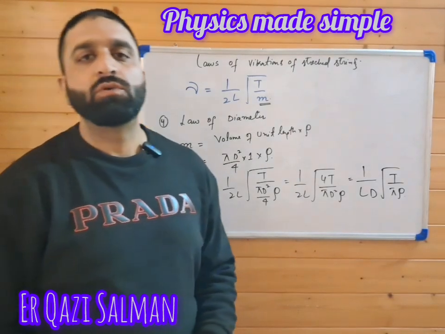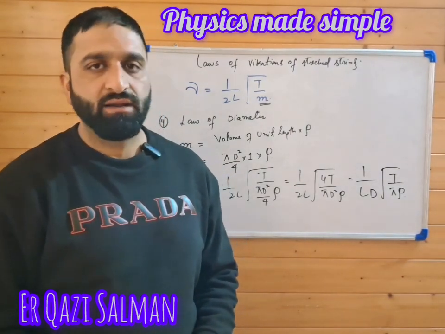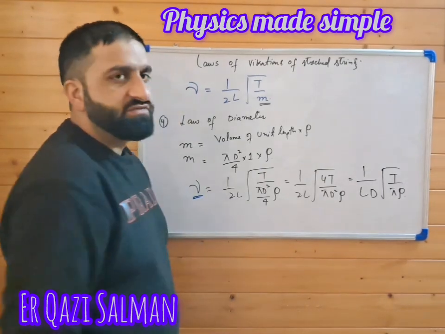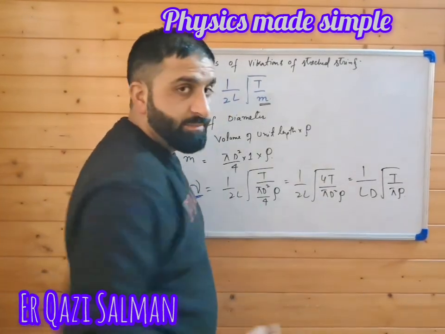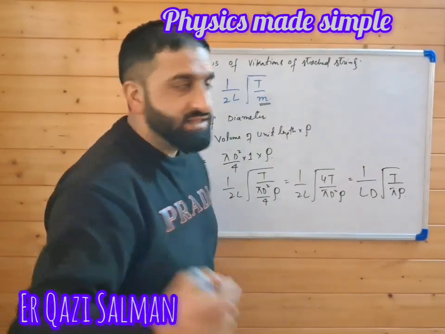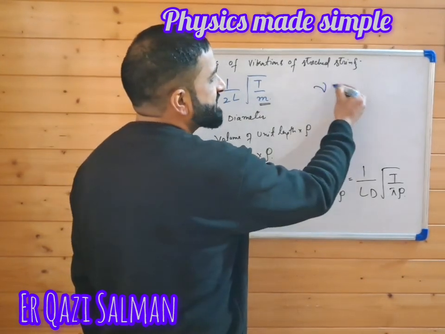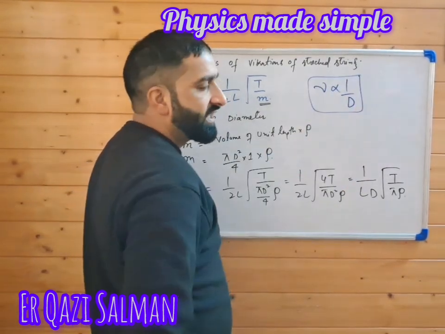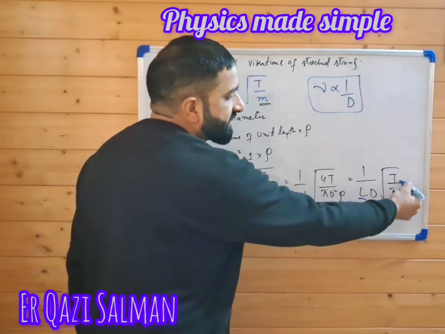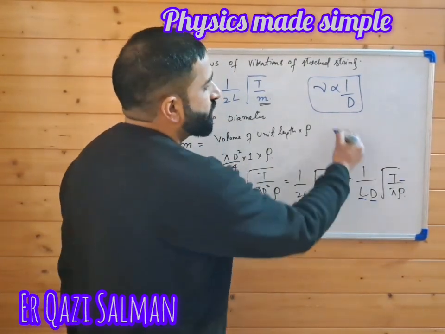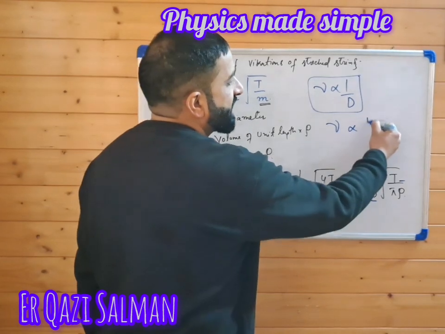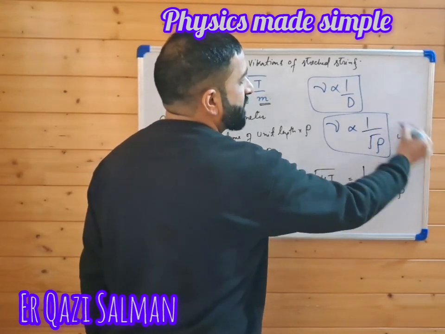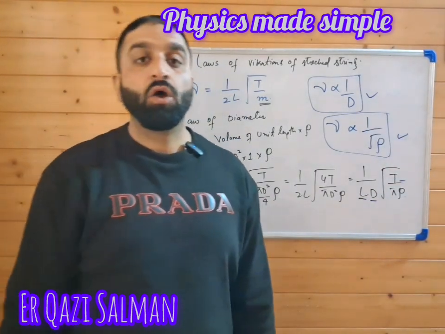Now we will come to the laws of diameter and density. From this equation, it is clear that keeping the tension, length and the density constant, frequency is inversely proportional to the diameter. This is the law of diameter. And keeping the length, diameter and tension constant, frequency is inversely proportional to the root of density. This is the law of density. Hope you understood.